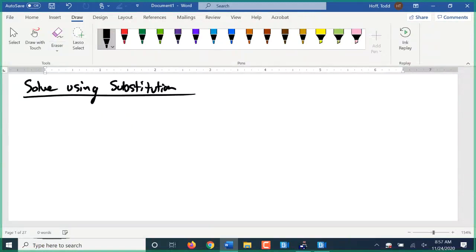So these two systems I want you to solve using substitution. So 2x plus 3y equals 6. And x plus 4y equals 13. So let's just start on that one as I put up the second equation.